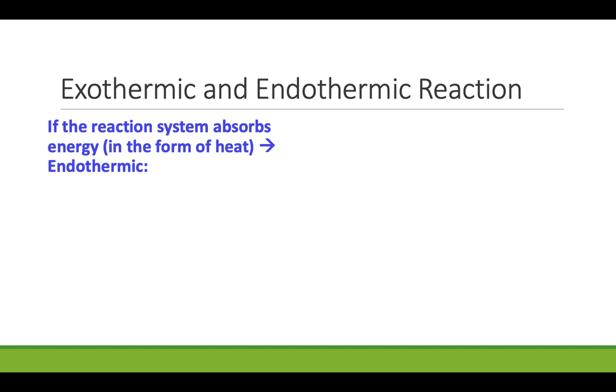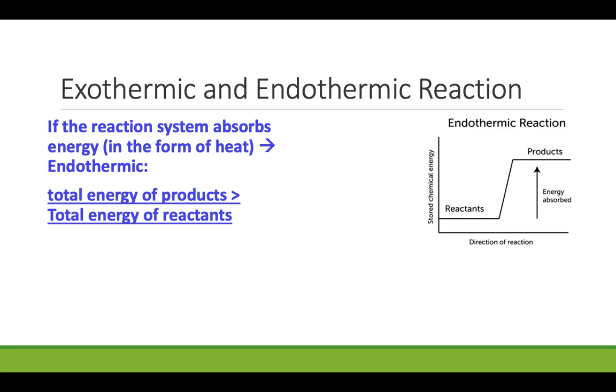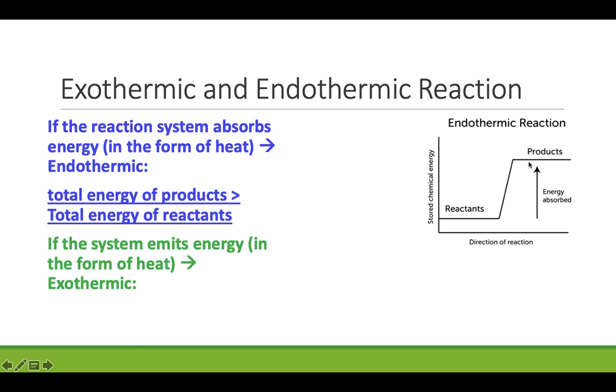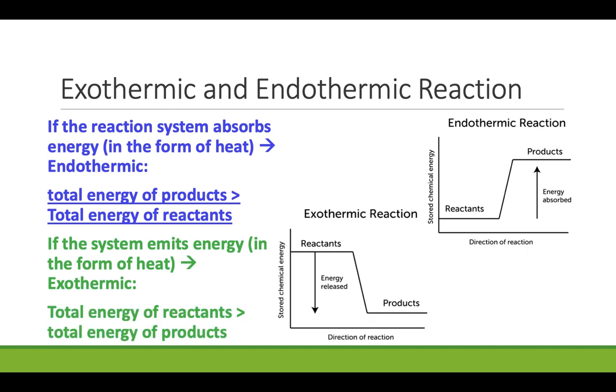When a reaction system absorbs energy, we call it an endothermic reaction. That is, the reactants need to absorb energy to become the products, because breaking old bonds requires more energy. If the reaction system emits energy in the reaction process, then we call it an exothermic reaction, because forming new bonds will release more energy in this case. Then reactants will have more energy than products.